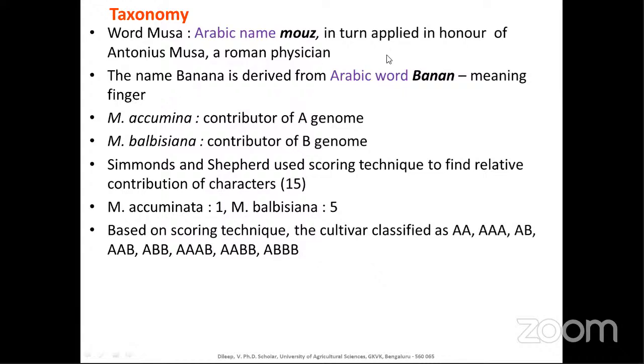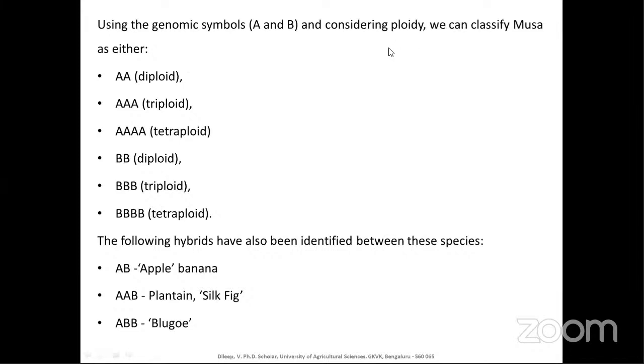So using these genomic symbols, the types correspond to the ploidy level, so it can be classified either as diploid or triploid, and among the hybrids there is a series of hybridization and mutations. So based on these hybrids, these are derived: AB, A into B. If the diploids AA and BB are crossed, the gametes obtained are A and B. So when they are crossed, it is AB, also known as apple banana, and AAB, that is plantain banana. Please remember this.